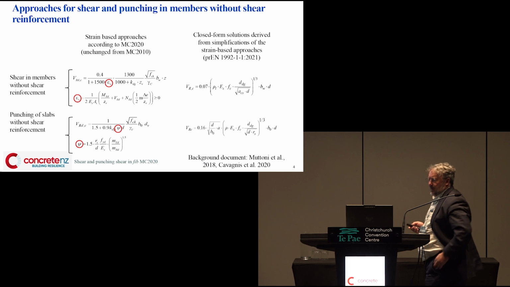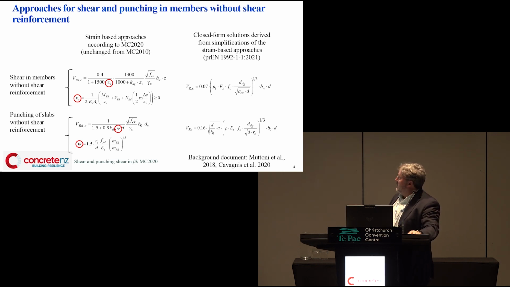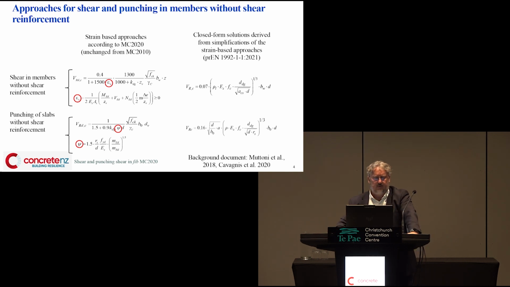All right, so we went to strain-based approaches. This is essentially the modified compression field theory that was built up by Michael Collins and his colleagues, and you'll see here that this is the strain. I'm not going through that, I'm assuming most people will be familiar with the modified compression field theory and the mid-height strain parameter. I will say, though, that the mid-height strain parameter is actually there for a crack width, right? It's dictating what the width of the crack is. The width of the crack dictates how much aggregate lock you get, how much friction you get. So everything can trace back to a crack width. And that becomes important when we start to add in steel fibres.